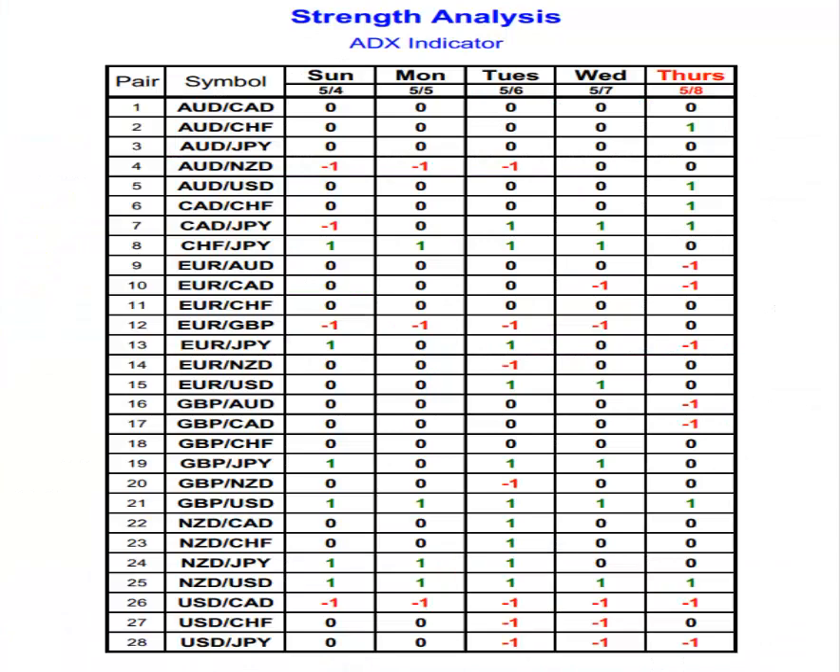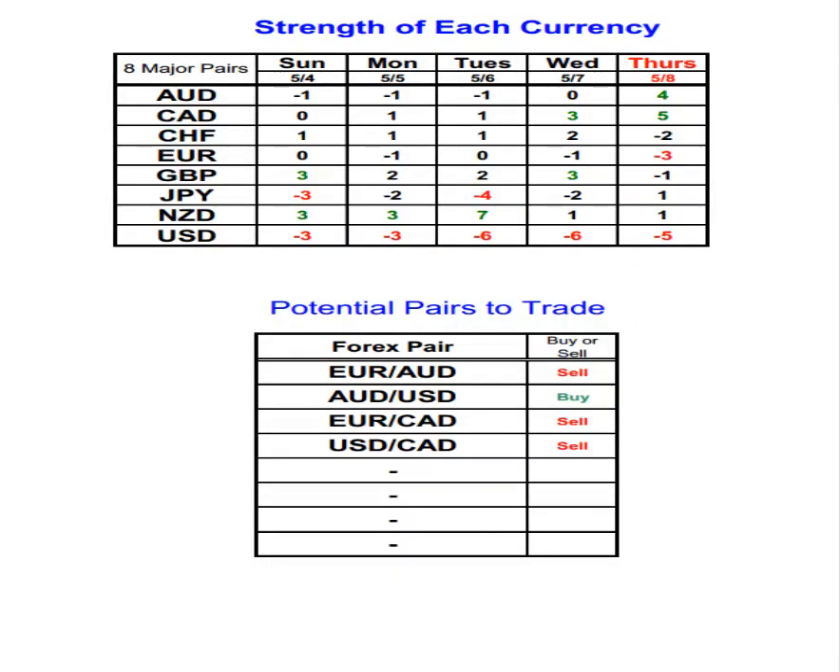Here's the ADX analysis chart for Thursday, May 8th. Please compare this with the results of your analysis. From the ADX analysis and the strength calculator, we have the following currency strengths. There are 2 strong currencies and 2 weak currencies. The qualified pairs are the Euro Aussie dollar, the Aussie US dollar, the Euro CAD, and the US dollar CAD.